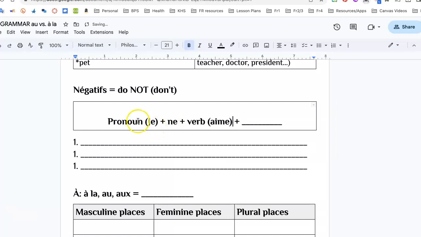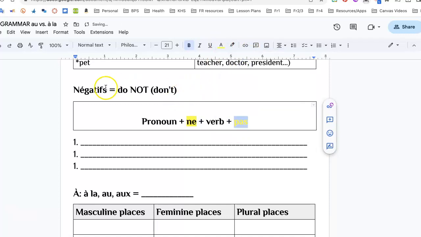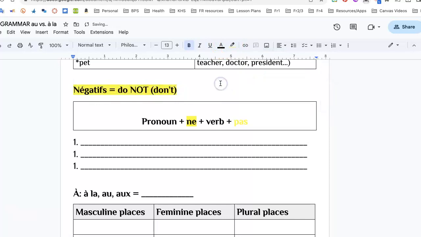So pronoun, plus ne, plus the verb, and then after the verb is pas. Pronoun, ne, verb, pas. What I want you to do is highlight this in a color, the ne pas, because that is what makes it negative, the do not. And then highlight this the same color. Pause this video whenever you need to catch up.